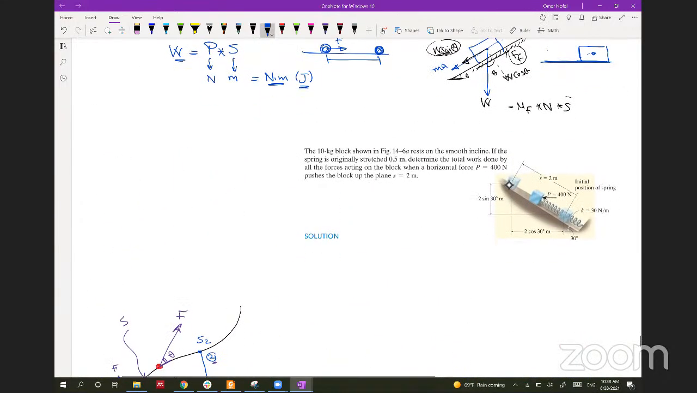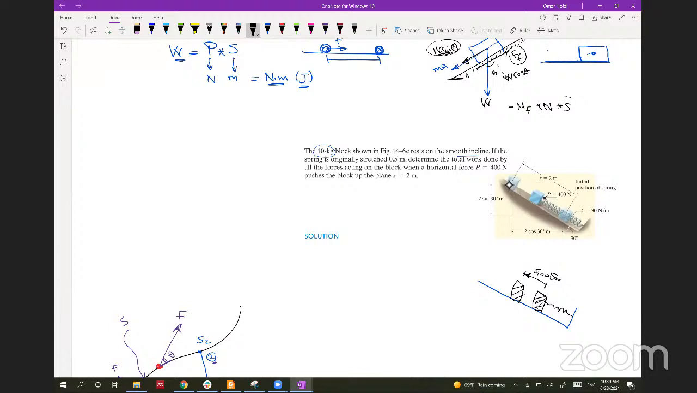Okay, so let's overview this problem. I promise that I will solve it in detail in the next lecture. This problem says that you have a body with a weight of 100 kilograms resting on a smooth incline. It's smooth, which means there is no friction. If the spring is originally stretched 0.5 meter, let's assume this is how the body looks, and this is the unstretched length. So the body starts at a stretched length of 0.5 meter. So S1 equals 0.5 meter.